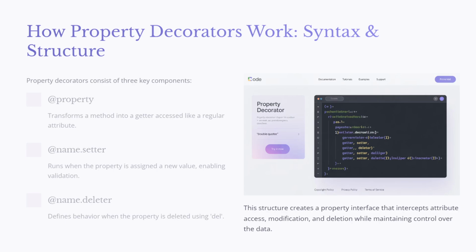This structure creates a property interface that intercepts attribute access, modification, and deletion while maintaining control over data. So this is how property decorators actually work, and the syntax and their structure.